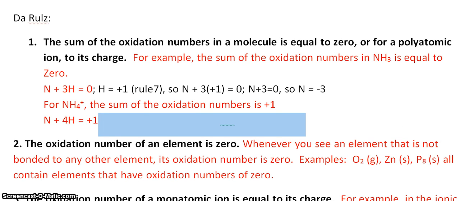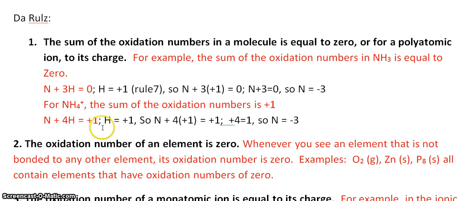I'll unhide this. And here, hydrogen is still +1 from rule 7. So our equation is nitrogen, whatever the oxidation number on nitrogen, plus 4 times the oxidation number on hydrogen is equal to +1, because it's a polyatomic ion that has an overall charge of plus. So now our equation is, oh, I missed something there. Nitrogen plus 4 is equal to 1. So if we subtract 4 from both sides of that equation, we get nitrogen still has an oxidation number of -3.